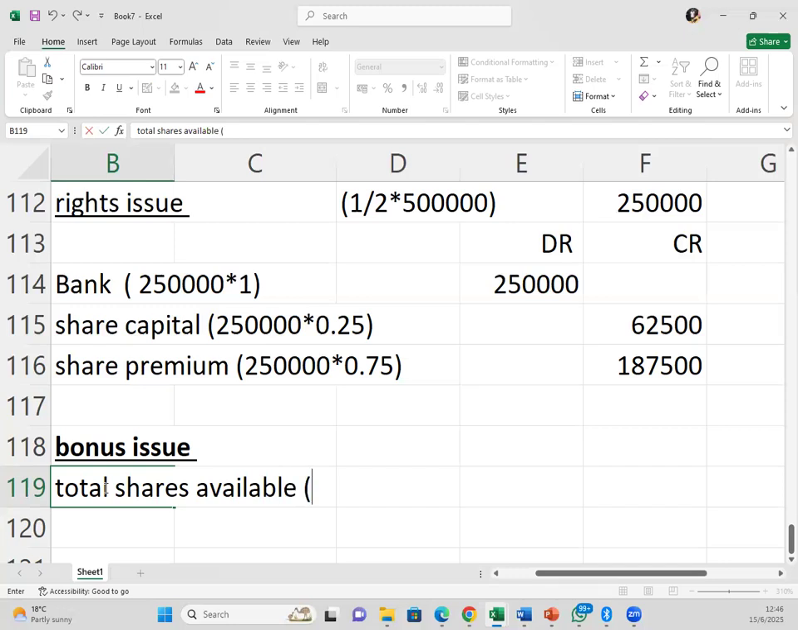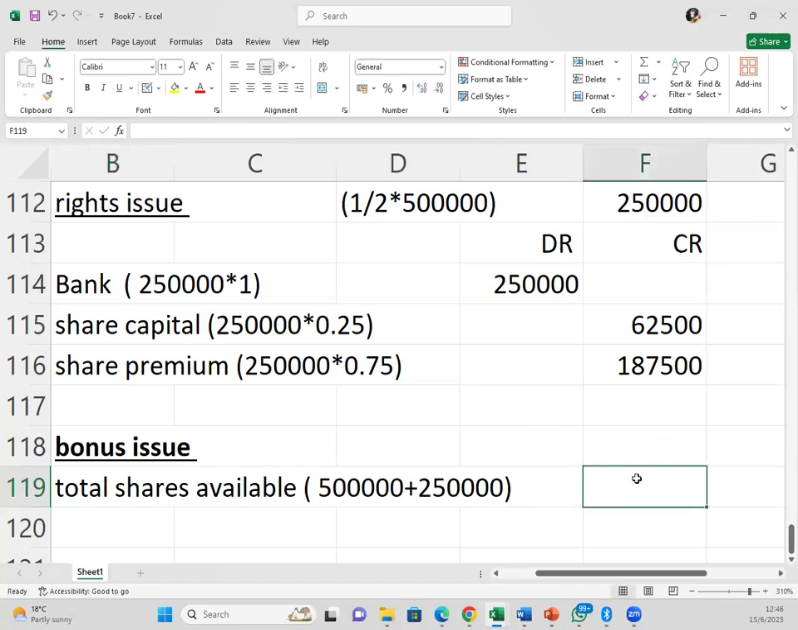Before the bonus issue, because the rights issue had already been made. So before, we started with 500,000 and we added 250,000 shares. So it means now we have a total of how many shares? It's 500 plus 250, that's 750,000.